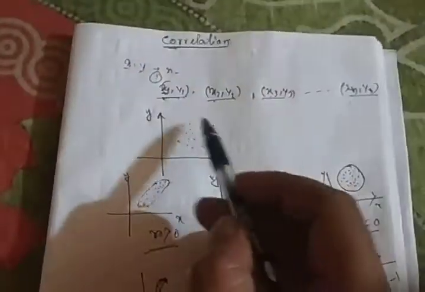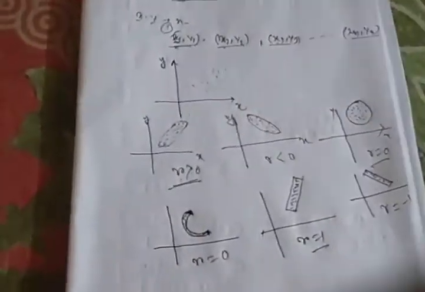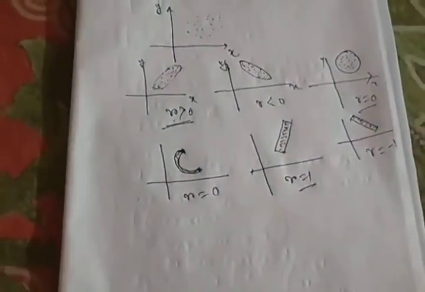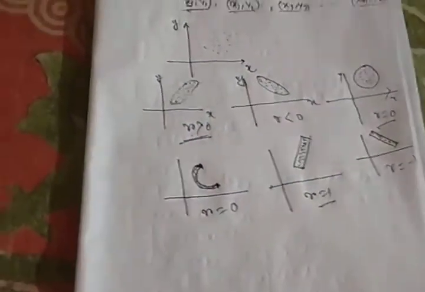Now if there is no form after putting the data in the diagram, then we cannot conclude or say anything about the relation between x and y.